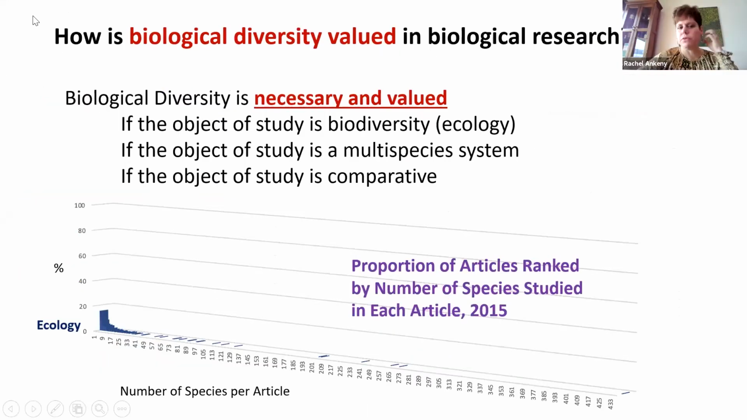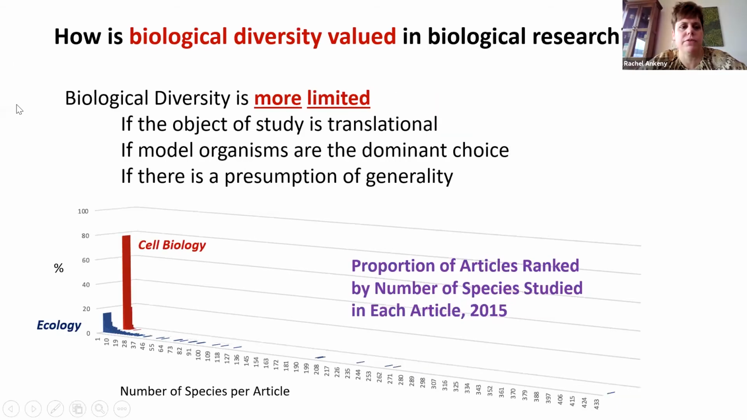So, some general conclusions so far: biological diversity is necessary and valued if the object is in fact biological diversity, such as in ecology, but also if it's a multi-species system, if the object of study is comparative, and so on. And you can see that in the data from the journal Ecology, representing the field of ecology. But biological diversity is more limited if you're looking to translate to humans, or more generally, where model organisms are the dominant choice, or where this presumption of generality tends to take hold. And in the red, you have cell biology being compared to ecology, and you can really see the difference there.